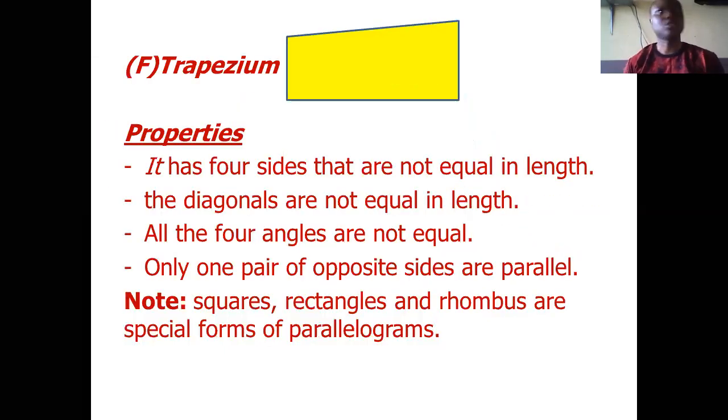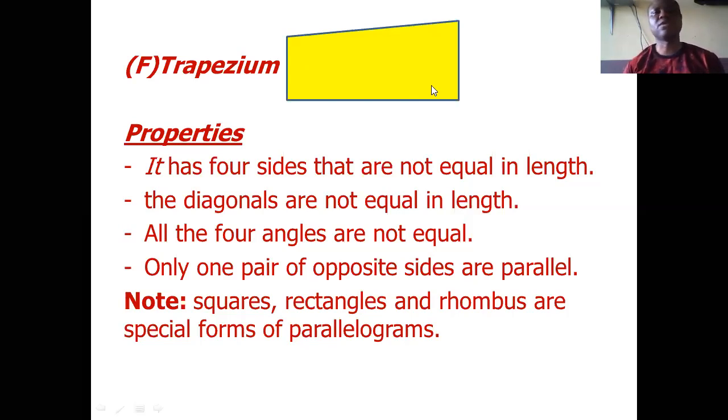Trapezium, some can call it trapezoid. It has to do with how the Americans and the British call it. So you can call it trapezium, you can call it trapezoid. It has four sides that are not equal in length, as you can see in the diagram above. The diagonals are not equal in length. If you draw the diagonals of a trapezium, they are not equal in length.